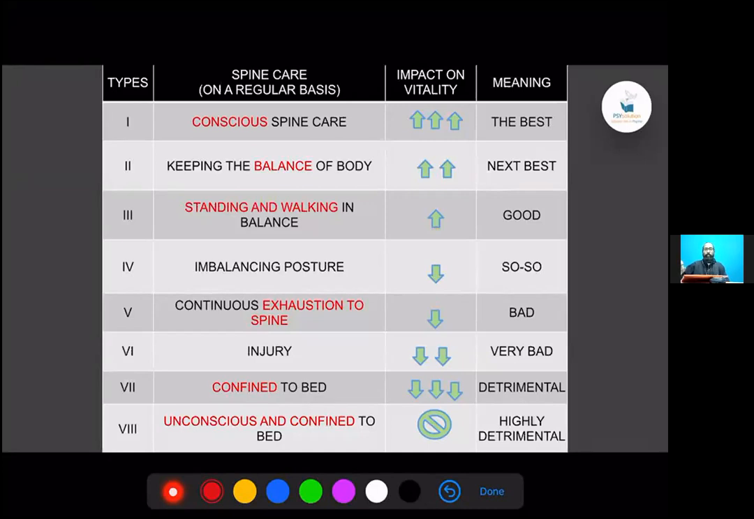So spine care, why is spine care so important? Spine care is important because the spine is the bridge between the headquarter and the whole body. The brain and the whole body are connected through the spine, and the spine is supposed to be the central axis of the body. What is the meaning of the central axis? We understood the symmetry. Our body is a symmetrical existence which has the central axis as the spine.